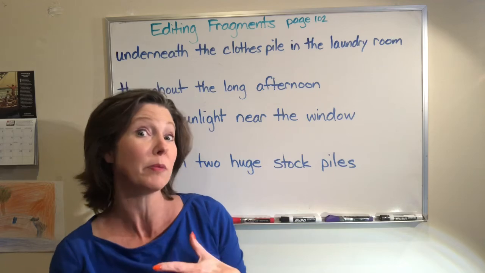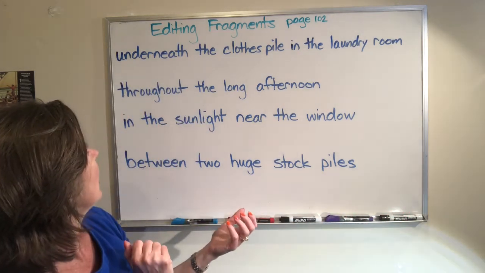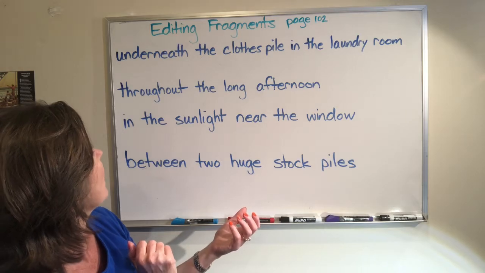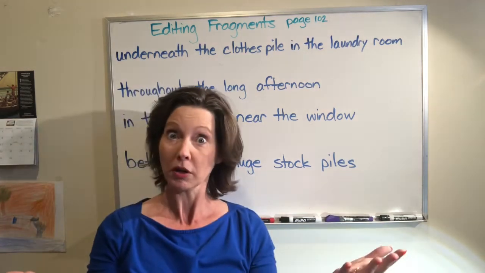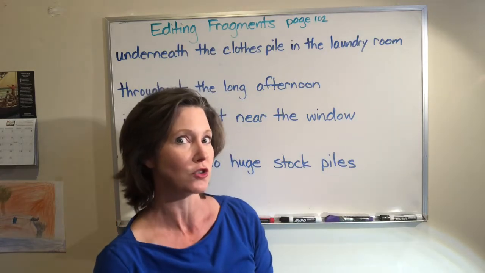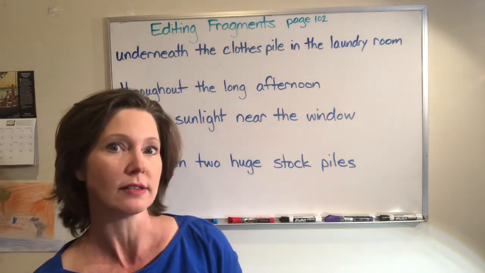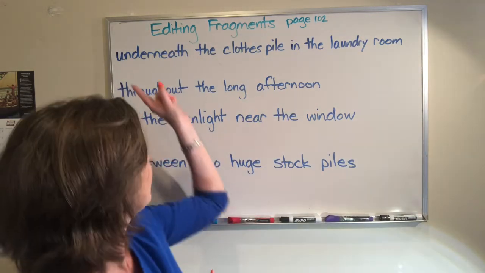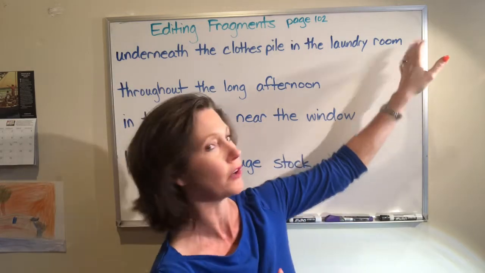Now they could be put into a sentence after the verb, like I left my rubber ducky underneath the clothes pile in the laundry room. That would work. But if you wanted to be one of those master storytellers that put that at the front of your sentence, you couldn't leave it as it is. You would have to capitalize the first word and then you would have to put a comma over here.